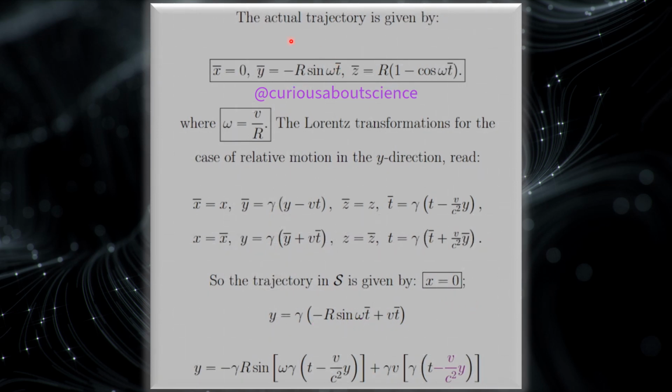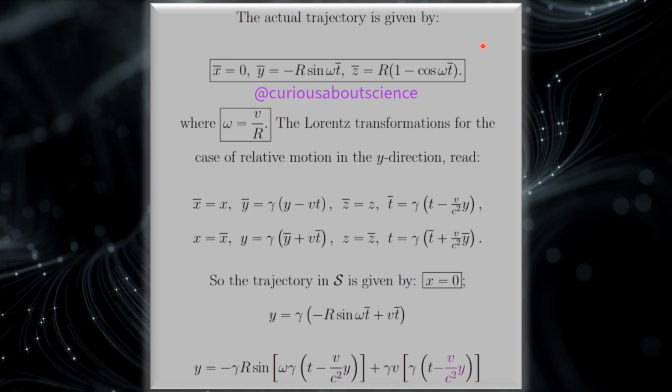That being said, the actual trajectory is given by, well, it's not moving in the x per se because it's in a circle, a cyclotron. And here we know that y bar is moving, so it has to be negative r sine omega t bar. Z bar is equal to r times 1 minus cosine omega t bar. That's just how it is in the diagram drawn up to where we see it in terms of Cartesian. And we know that the relationship for omega is v over r, from linear velocity to angular velocity.